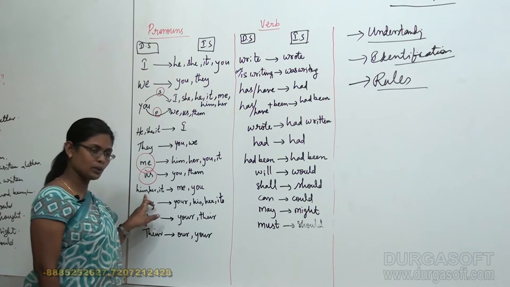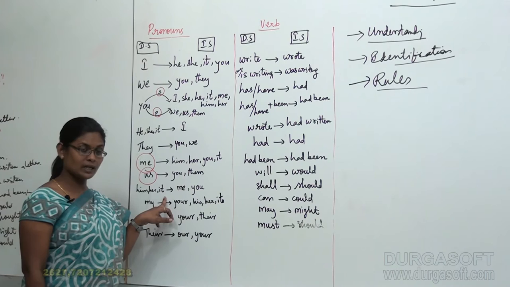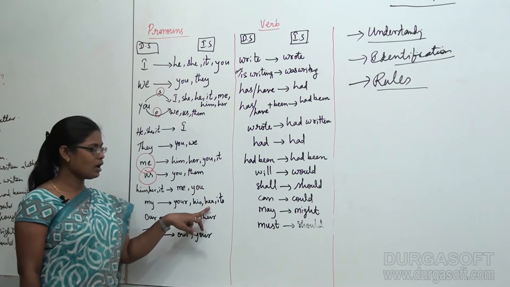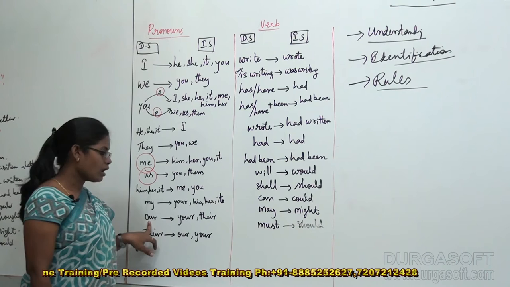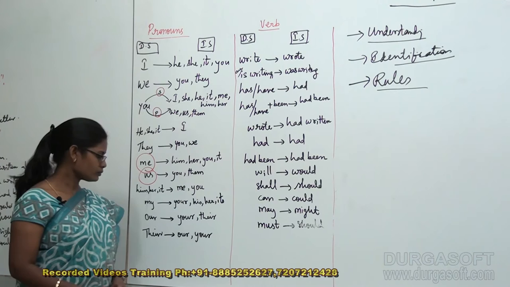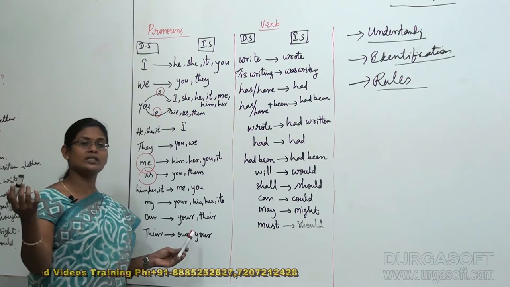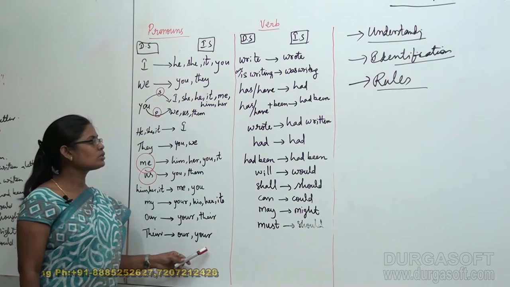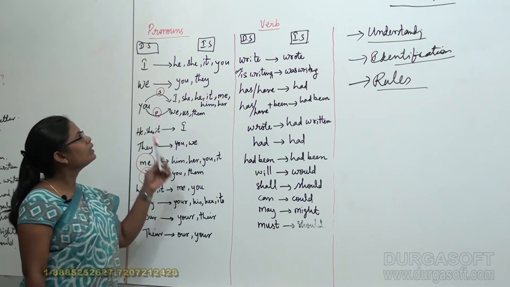Likewise, him, her, it gets converted into me and you. My gets converted into your, his, her, its. And our gets converted into your, their. And their, T-H-E-I-R, is different from T-H-E-R-E. Their gets converted into our and your. So this is about the conversion of pronouns in direct and indirect speeches.